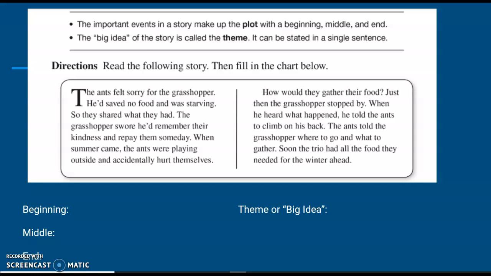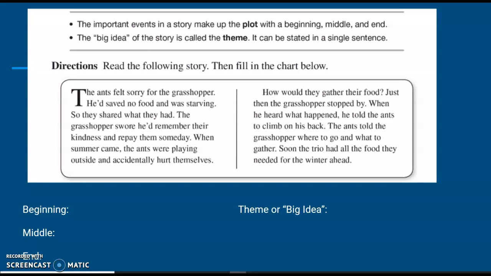Okay, so let's go back and think about the main parts of the story. What happened at the beginning? What happened in the middle? What happened in the end? Okay, so what happened at the beginning of the story? I see that the ants shared their food with a grasshopper. Now let's think about the middle. What happened in the middle of the story? I see that the ants hurt themselves and they couldn't gather their food. What happened at the end of the story? Well, I see that the grasshopper helped the ants gather food.